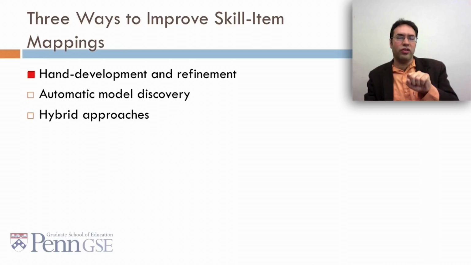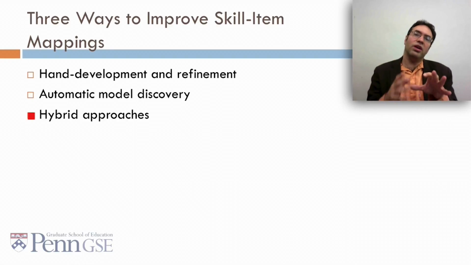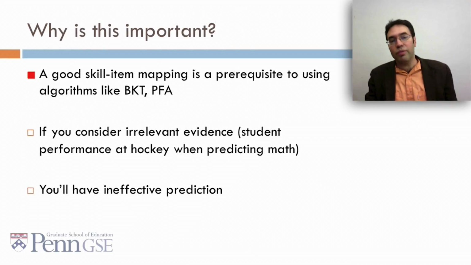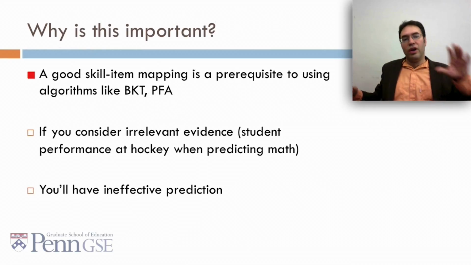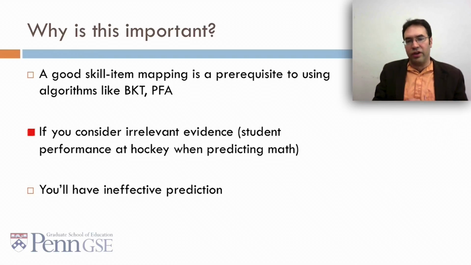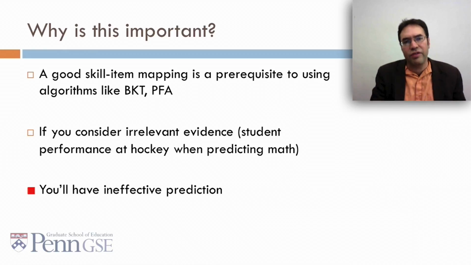So, in these last two lectures, I've talked about three ways to improve skill item mappings: hand development and refinement, automatic model discovery, and hybrid approaches which take an existing human-built model and try to improve it. Why is this important? Why do we actually care about this anyways? Well, a good skill item mapping is a prerequisite to using algorithms like BKT and PFA.